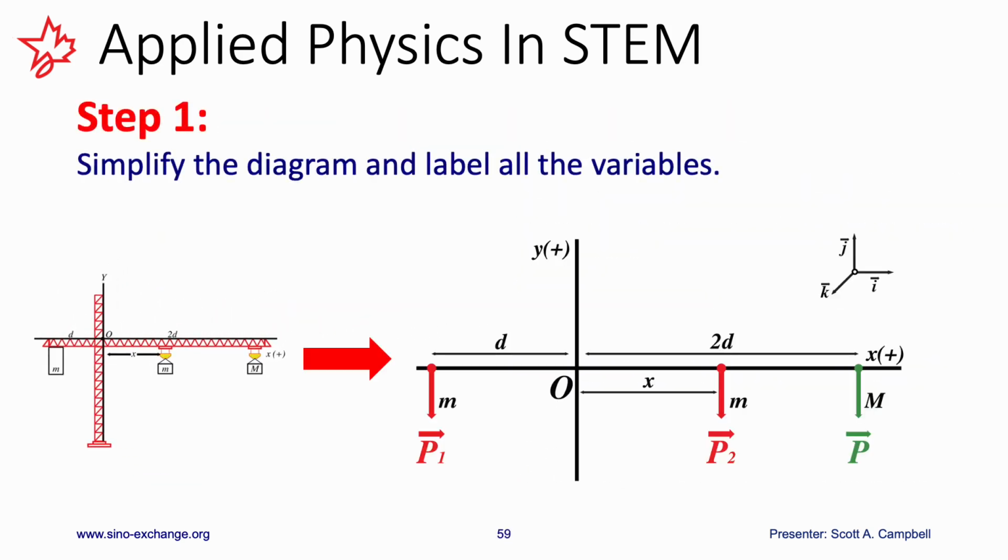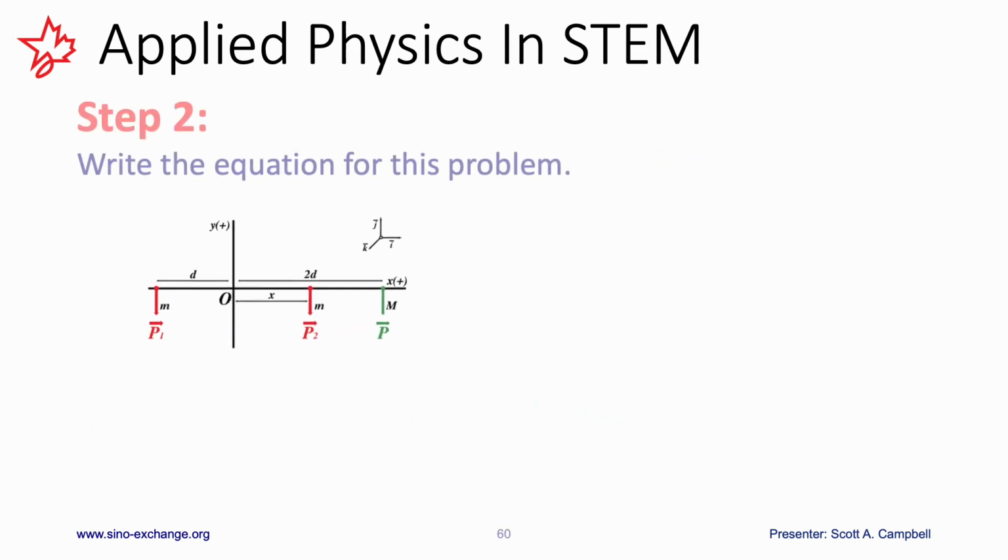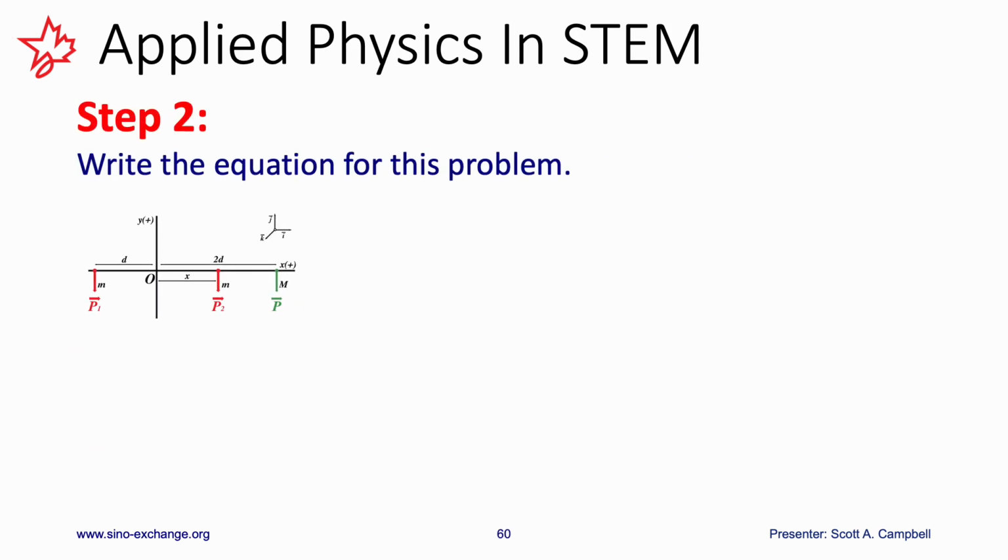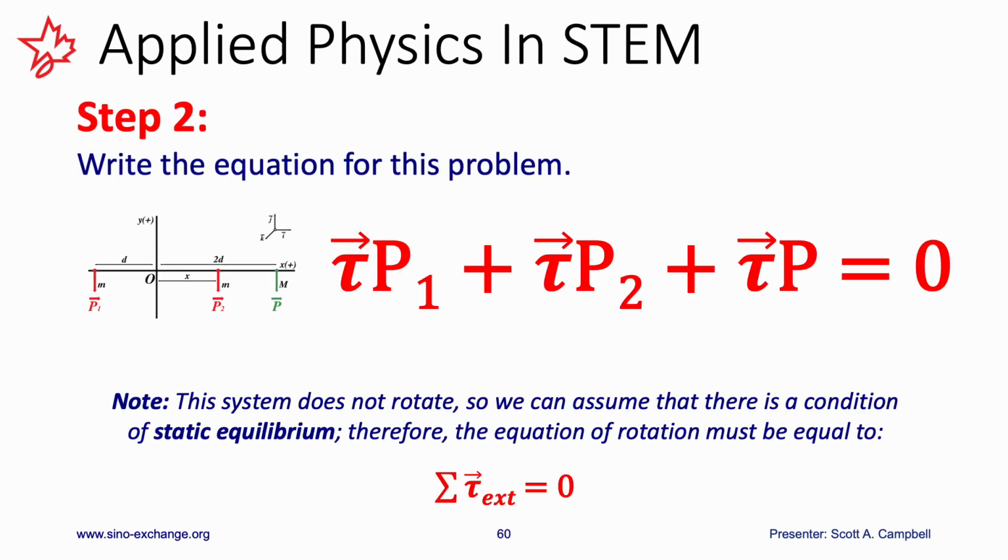do is simplify the diagram if it hasn't been done already. This is actually what the diagram looked like in the textbook example, a purely mathematical representation of the problem with no context. And if you look closely enough, you will notice that the information in these two diagrams is identical. The next thing we need to do is to write the equation that represents this system. And because we can assume that this system is in a state of static equilibrium, the summation of the cross products must be equal to 0. And that's how we arrived at this equation.